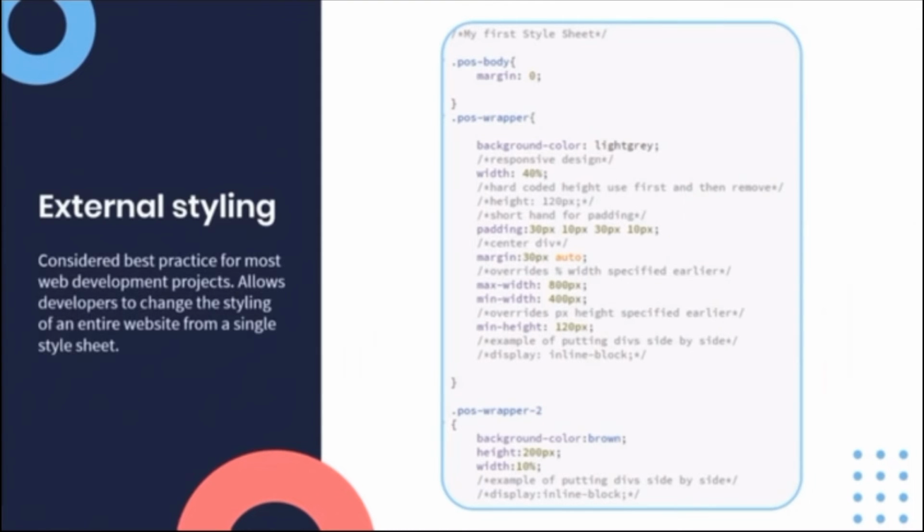And external styling is considered best practice for most web development projects, because it allows developers to change the styling of your entire website from one single document, as opposed to having multiple documents where you're applying your styling. Now, in this typical example here, what we have is this thing called pos body, and we've styled that with a margin of 0. We have a pos wrapper that we've styled, and we've got a pos wrapper 2 we've styled. Now, each of these elements can exist anywhere inside of our website, but the styling will be applied using one single document. And that's why we always use external styling as a best practice.